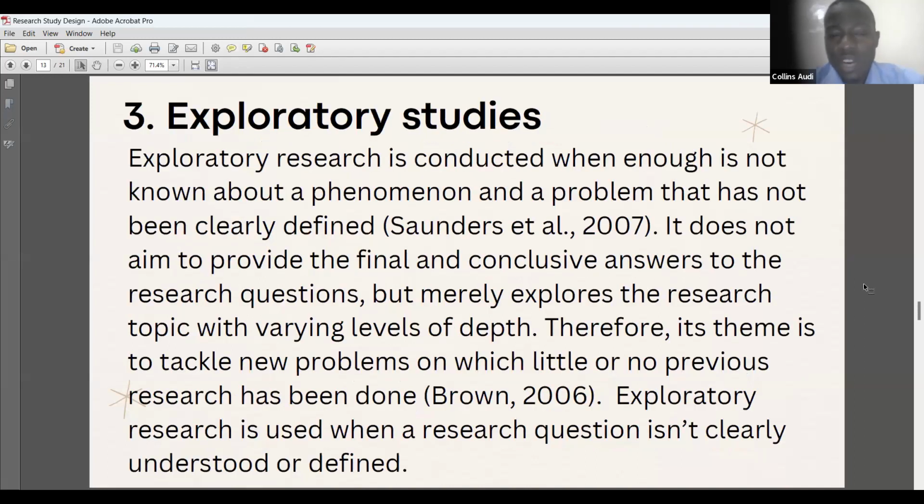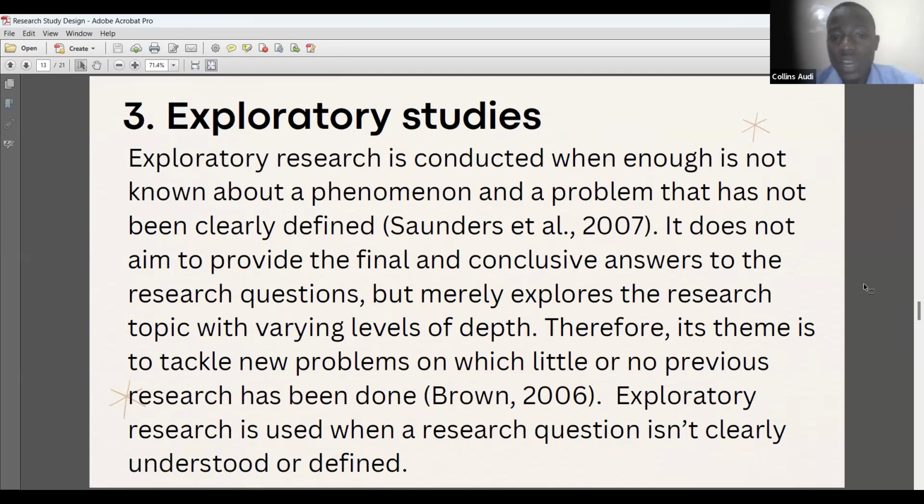Then we have exploratory studies. Maybe we have a research problem where little has been done. We've not understood it deeply. So this is where exploratory studies come in.